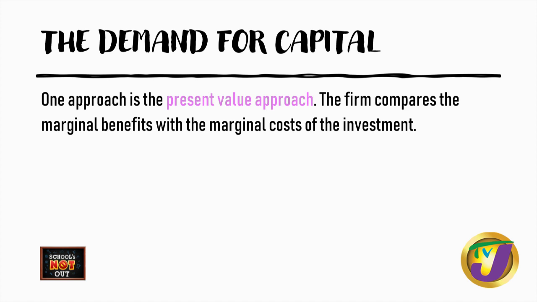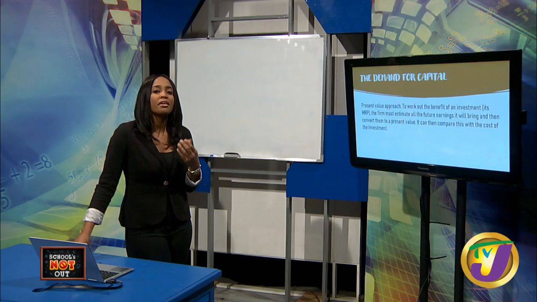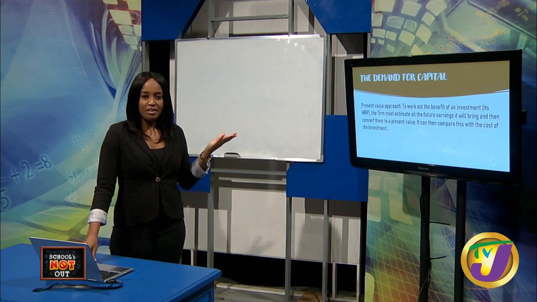As I mentioned before, we have to look at the present value of some amount of money that this unit of capital will earn you in the future. So one approach in assessing the demand for capital is the present value approach. The firm compares the marginal benefits with the marginal cost of the investment. The present value approach works out the benefit of the investment, that's its MRP, and the firm must estimate all future earnings. In considering buying a machine, the firm thinks about how long the machine will be useful in the business and how much money it will make over the period of years that I will have the machine. Also, it will compare this to the cost of the investment.